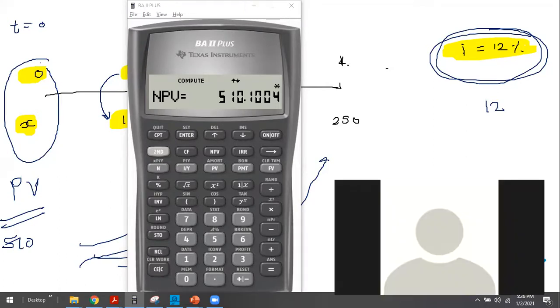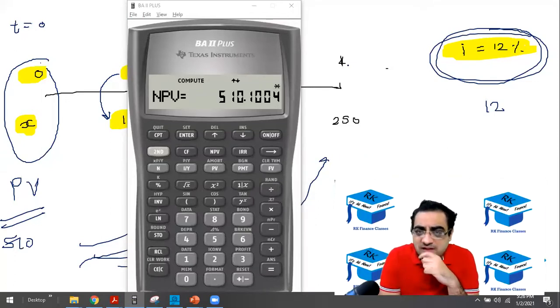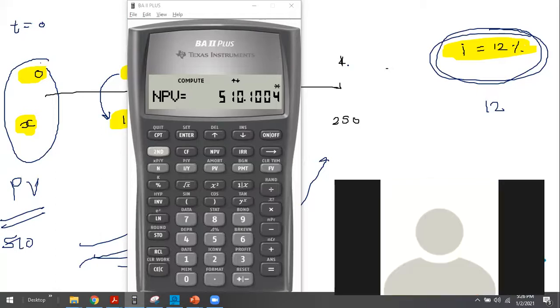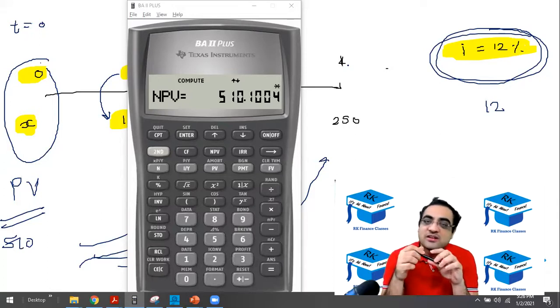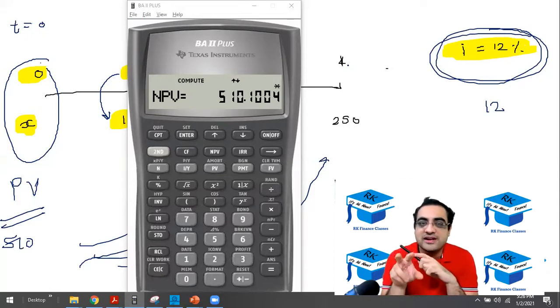Can you hear me? Okay, so I have two doubts. Number one is when I'm doing it on my BA II Plus, after computing, it is giving me a screen which says reset 0.00. That's because I think the calculator that you have got is malfunctioning. What you can do is try to replace the batteries of the calculator. It should work.